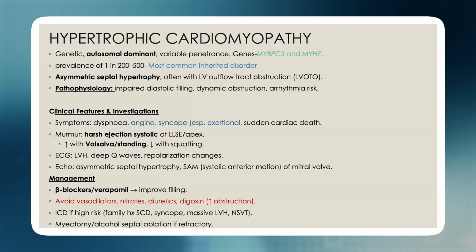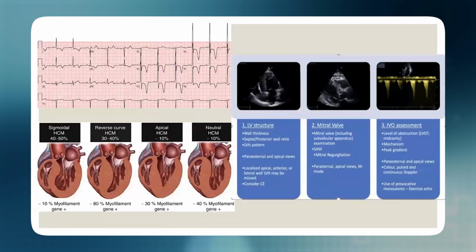ICD, if high risk criteria, will come to it. But remember: family history of SCD, syncope, massive LVH, and NSVT. NSVT means non-sustained VT. If we find non-sustained VT on their 24-hour or 48-hour Holter monitoring, that's an indication for ICD. Myectomy or alcohol septal ablation if refractory.